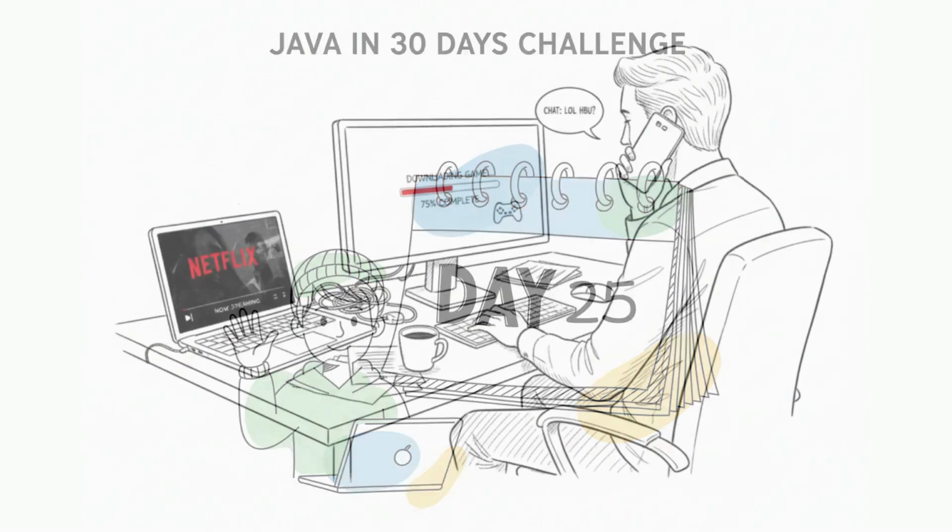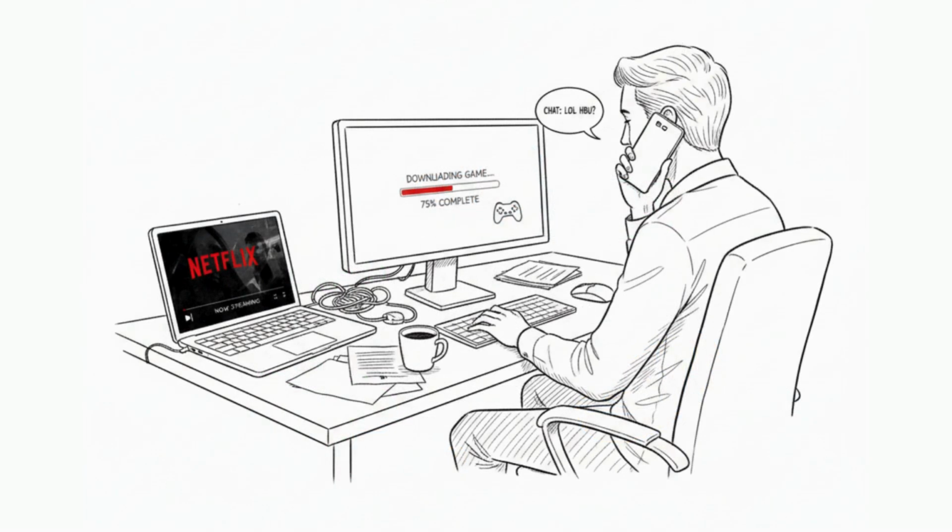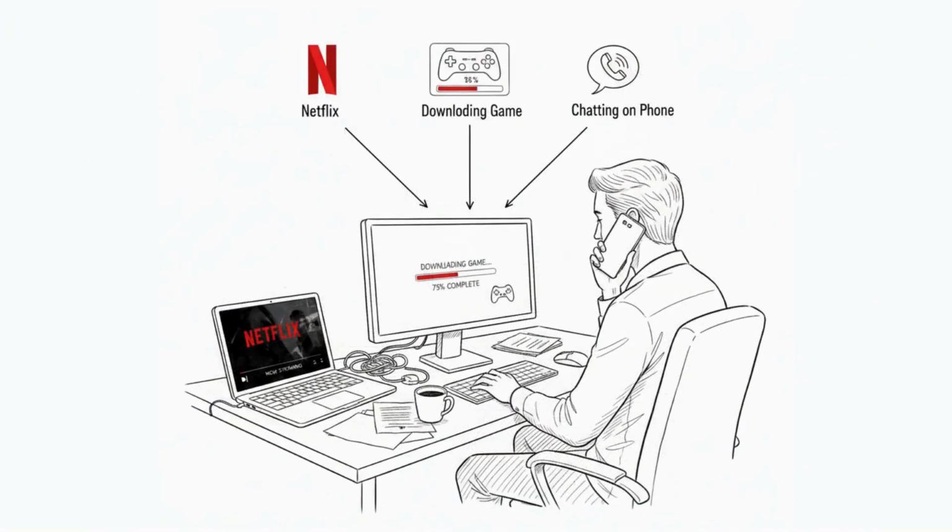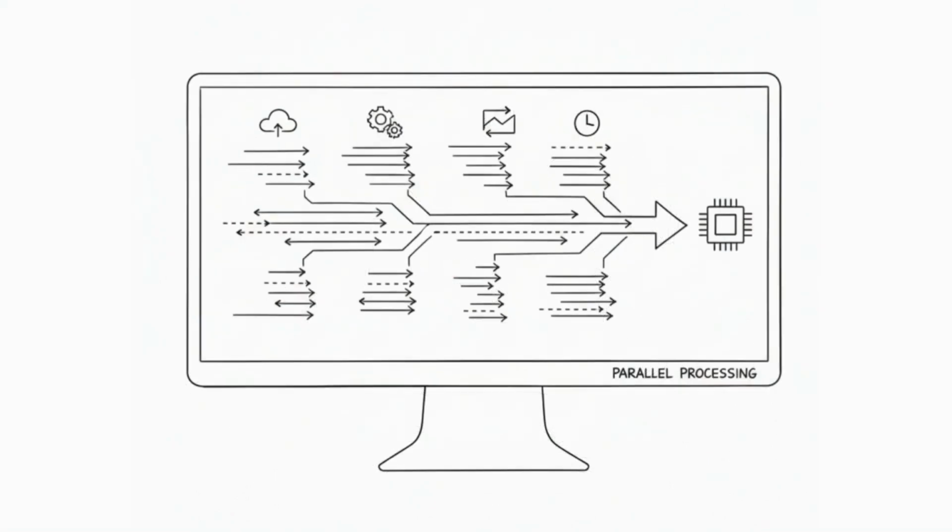Welcome back. Imagine you are watching Netflix while downloading a game and also chatting with a friend. All these tasks happen at the same time. That is the real example of multitasking. In programming, multithreading allows us to do the same thing: running multiple tasks in parallel within a single program.